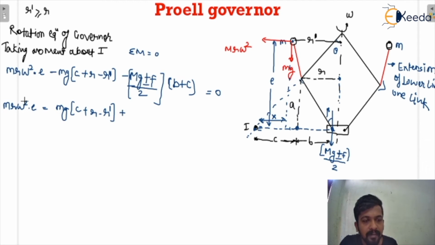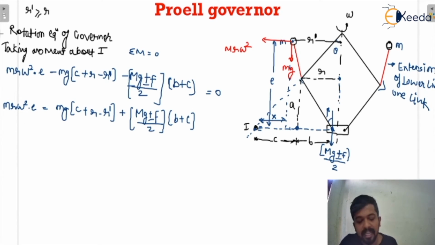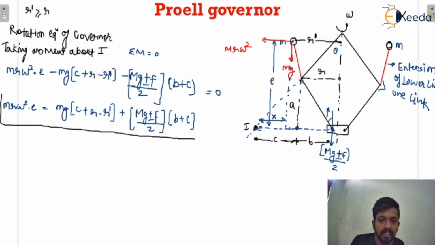Okay, when r dash is equal to r, we will get another relation. It would be simpler than that equation. So m r omega square into e is equal to mg plus minus f by 2 into b plus c. Now this is the general equation. You can learn it directly, because when r dash is greater than or equal to r, this equation is valid. But we will find out a simpler relation, as we got in the Porter governor.